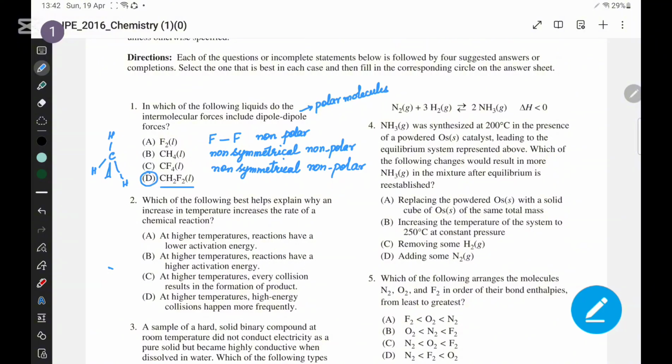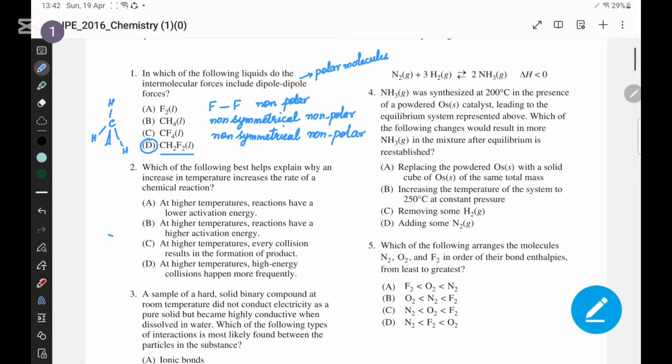Next question, which of the following best explains why an increase in temperature results in an increase in the rate of reaction? When the temperature is increased, the kinetic energy of particles also increases, because of that the number of collisions increases. So let's see the options. At high temperature, reactions have lower activation energy. Wrong, because lower activation energy is only linked with the use of a catalyst.